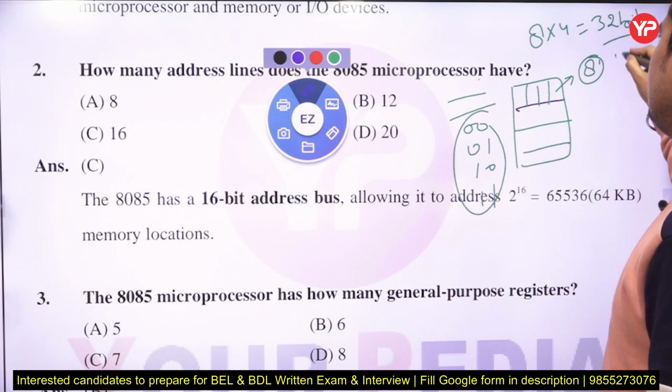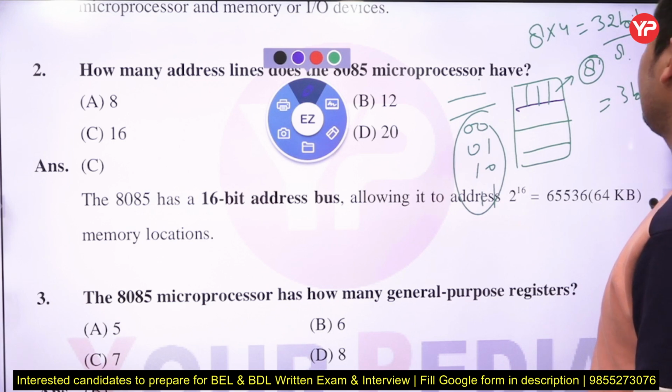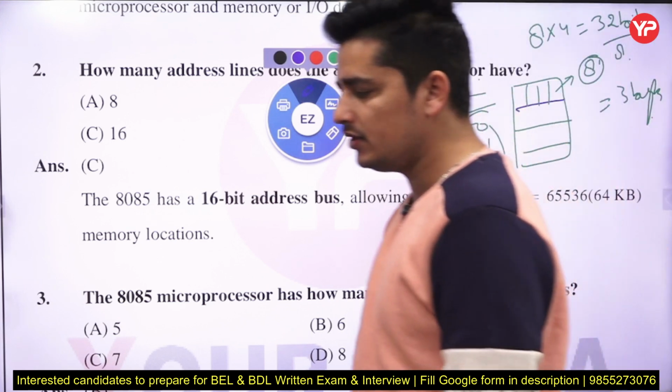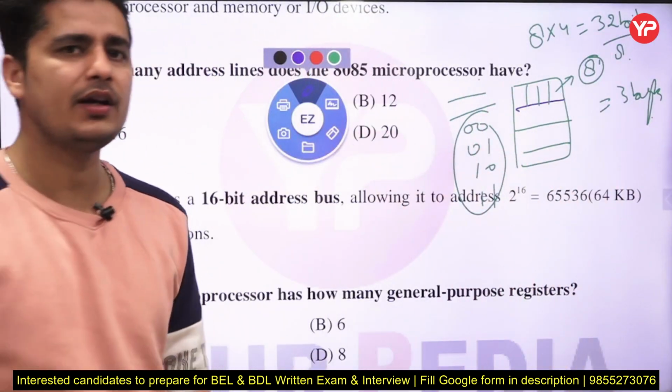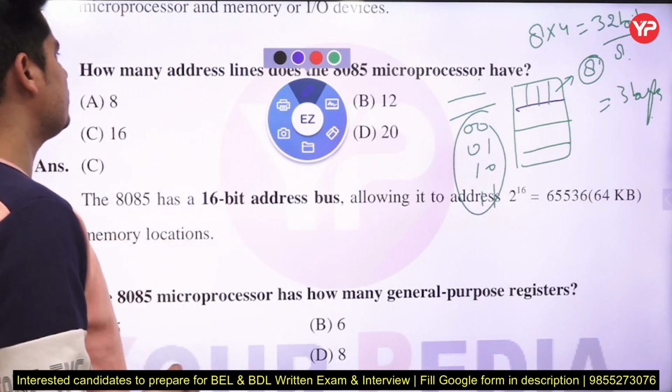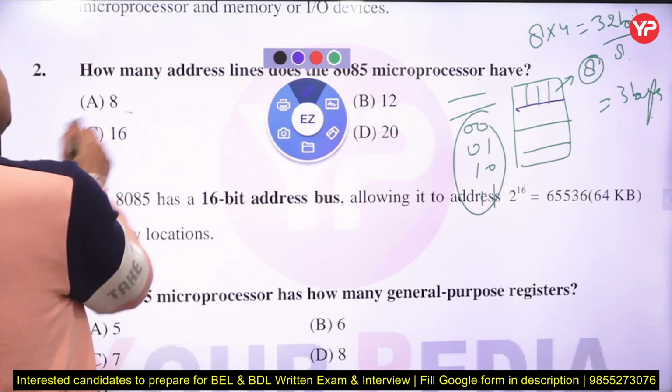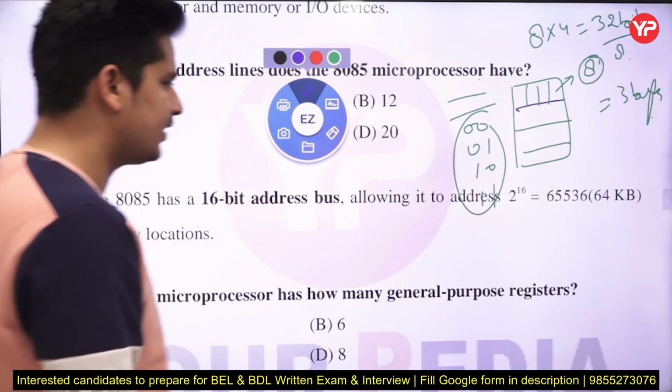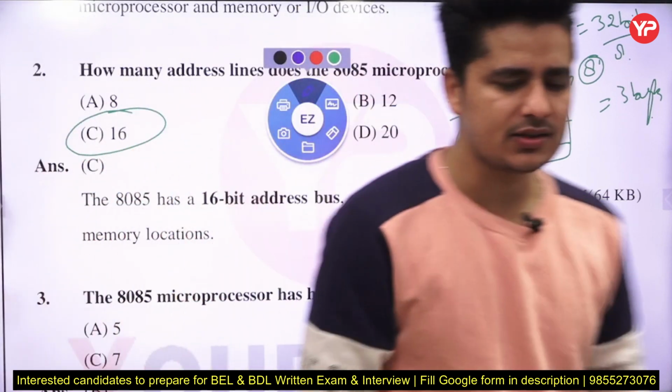Bit to byte, if you divide this by 8, then that is a 3 byte memory. So with 2 address lines we can generate only 4 addresses. With 3 lines we can generate 8 addresses. So inside your 8085 we have a 16 address line. So how many addresses can you generate?